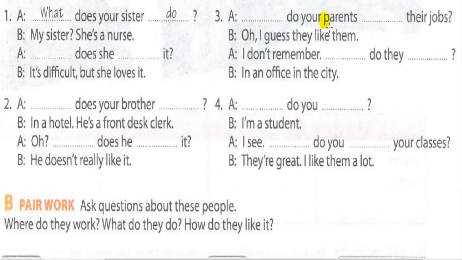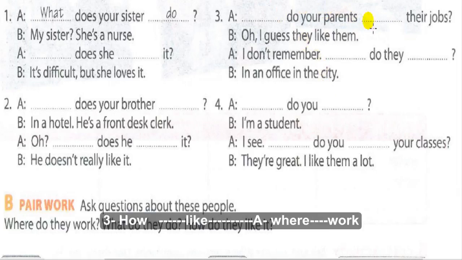Number 3. How do your parents like their jobs? Parents, mom and dad, father and mother. Oh, I guess they like them. I guess, I think. Where do they work? I don't remember. In an office in the city, the place of work. Don't, T silent. Number 3 answers: how, like; where, work.